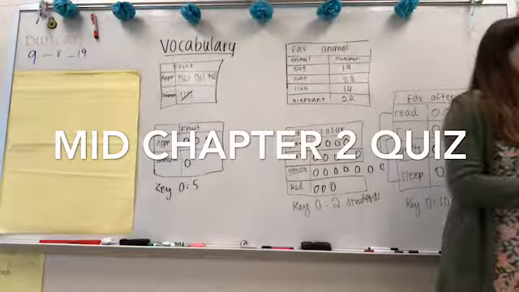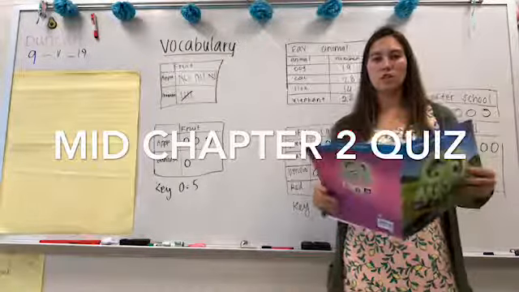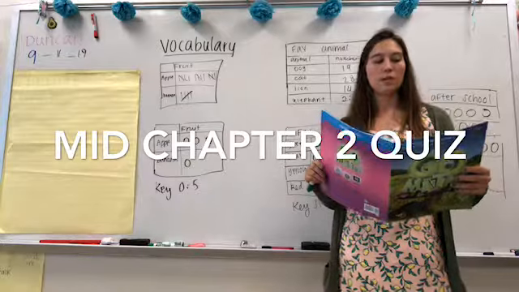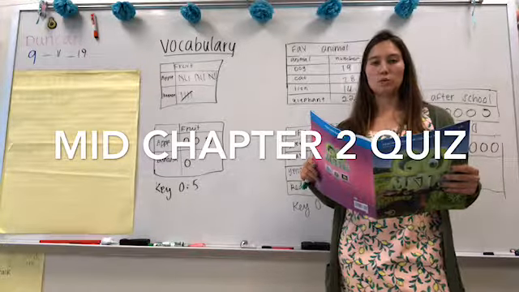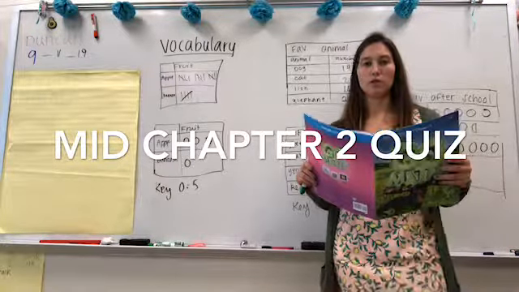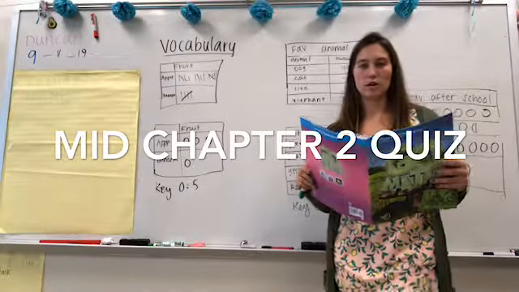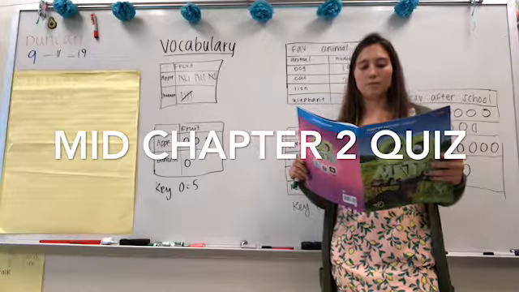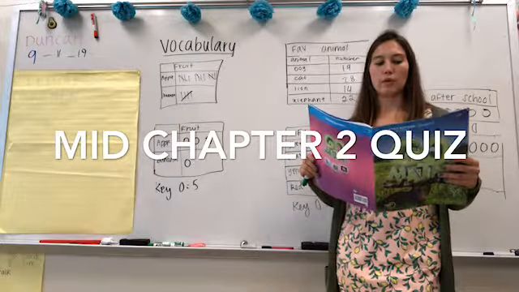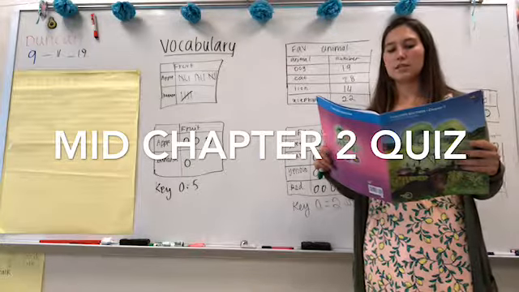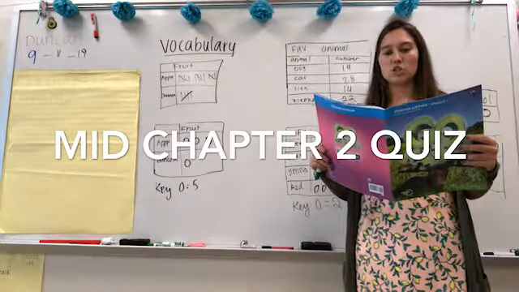So let's get started. The first question in the student's quiz, which is on the mid-chapter checkpoint of chapter 2. So this is lessons 2.1 to 2.3, which we had finished by today, and we also did this before the hurricane. So the first part says vocabulary. So the vocabulary that is offered is a frequency table, key, and picture graph.